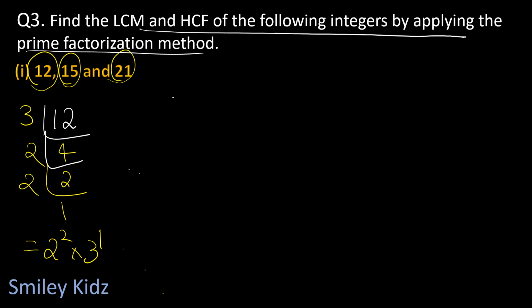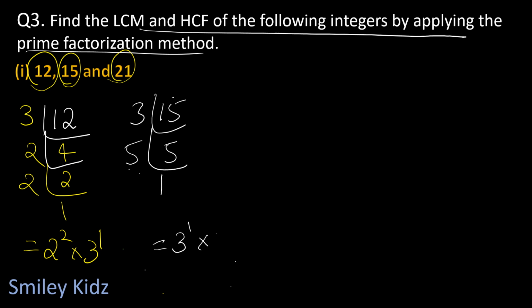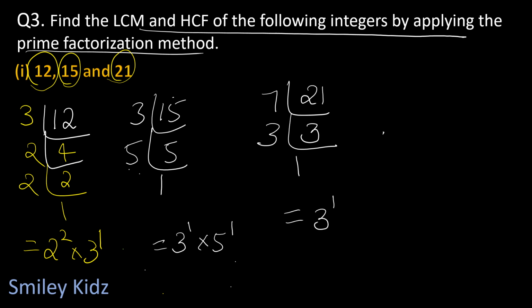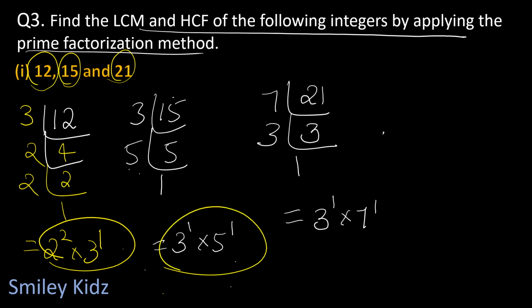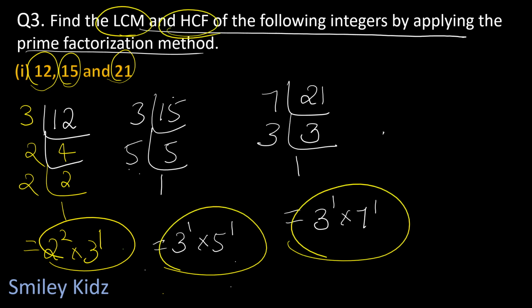Then we have 15, whose prime factorization will go like this: 3 times 5, 5 times 1. That means 3 to the power of 1 times 5 to the power of 1. And then we have 21, whose prime factorization goes like this: 7 times 3 and 3 times 1. That is 3 to the power of 1 times 7 to the power of 1. Now, upon the prime factorization of all three numbers, we're going to find out the LCM and HCF.